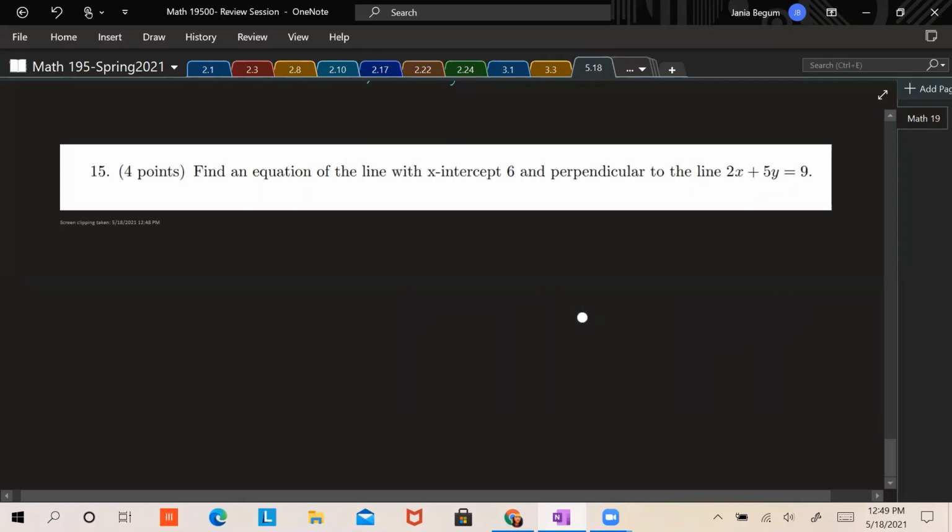So for this one, we want to find the equation of the line with x-intercept of 6. So what does that mean? Can I write that as a coordinate point?